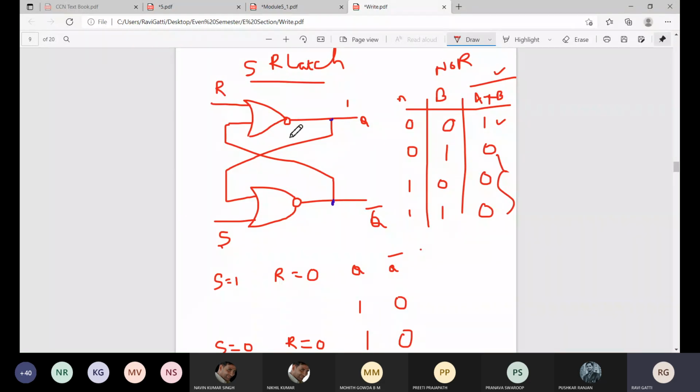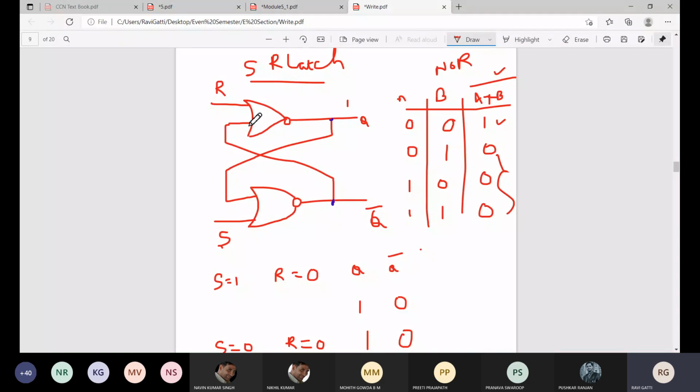So I request all the students, please take down this diagram. Okay, so the SR latch will have two input terminals, S and R, and two output terminals. And you can see here we have a feedback loop. The Q is being given over here, and the Q bar is fed back and given to the R gate. Now we will try to analyze what exactly it is.